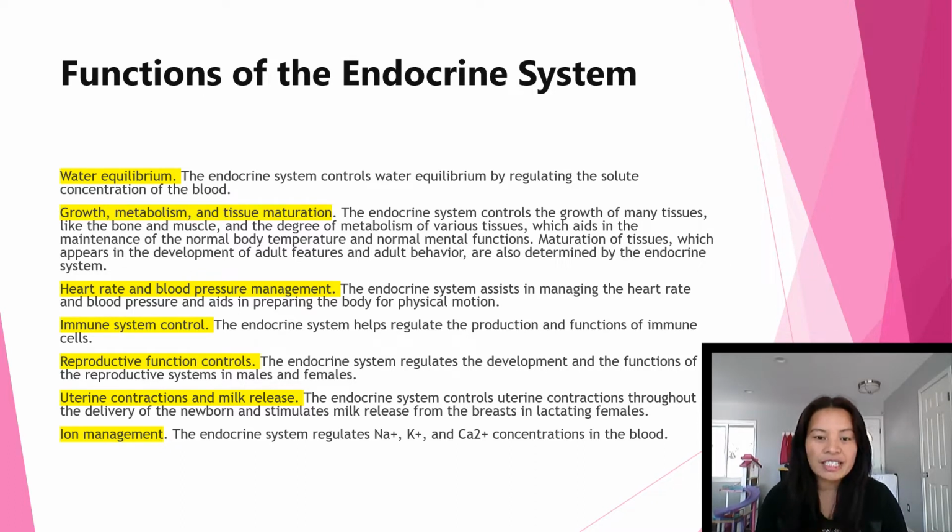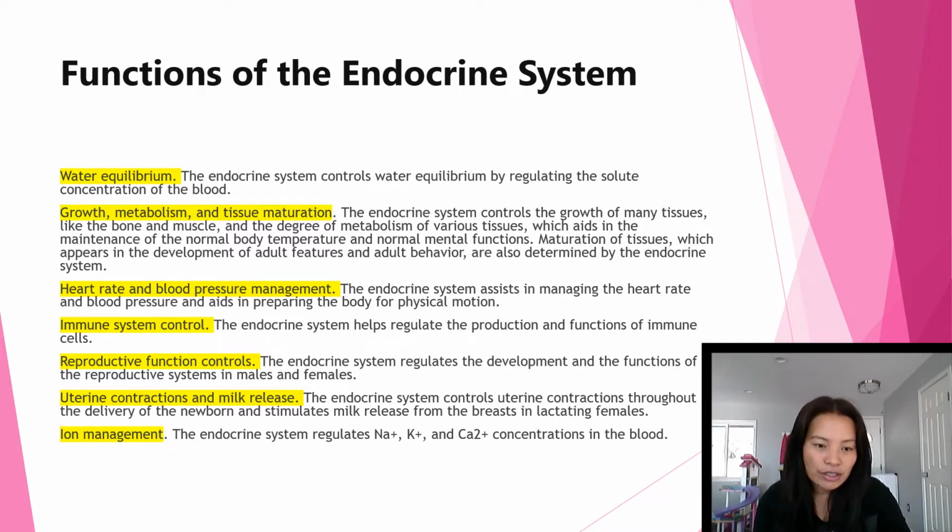Another function is immune system control. So the endocrine system also helps regulate the production and functions of immune cells. What are those immune cells? We will find out in the later slides as well. So next, reproductive function controls. So the endocrine system regulates the development and the functions of the reproductive systems in males and females.